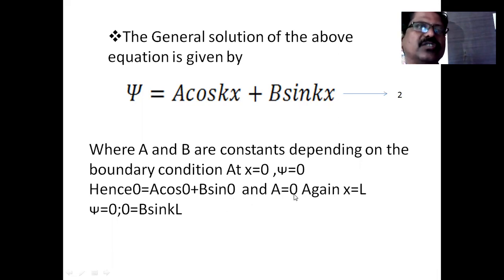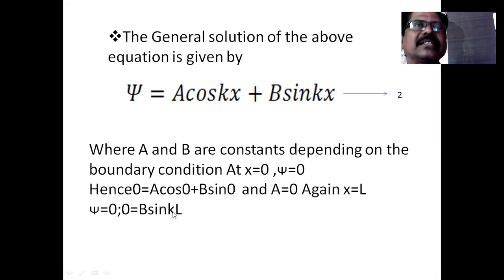Again you want to apply your boundary condition. What is the value of your wave function at x equals L? Again at x equals L, psi is 0, because the wave function has values only inside the box, and outside the box it is 0. So 0 equals B sin k, because the value of A is 0. Your above equation becomes 0 equals B sin kL.